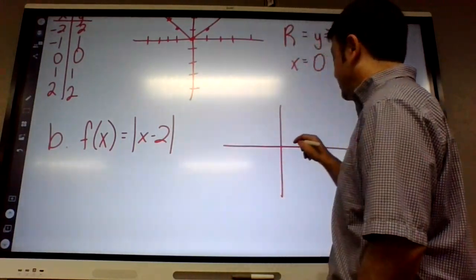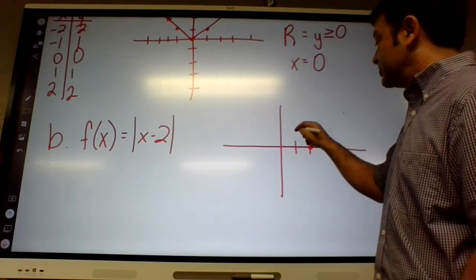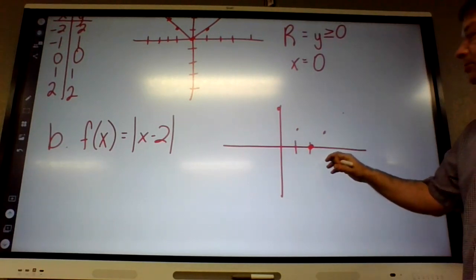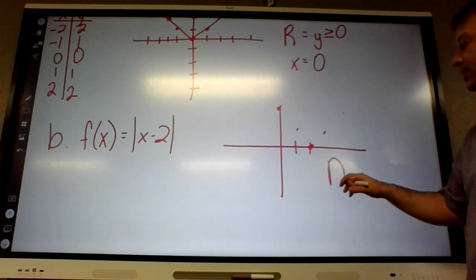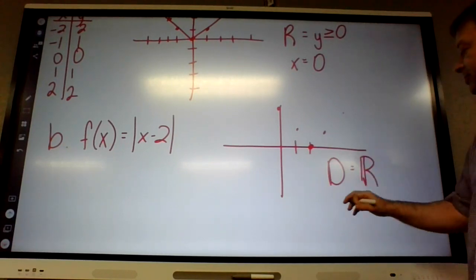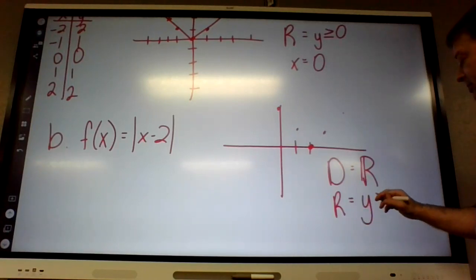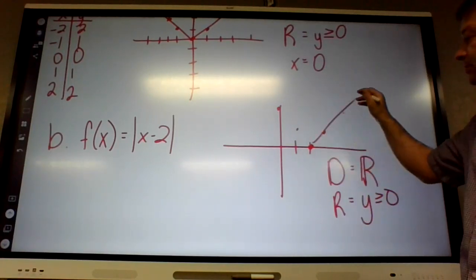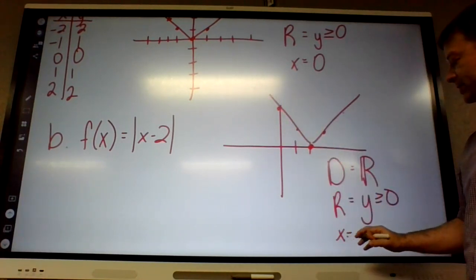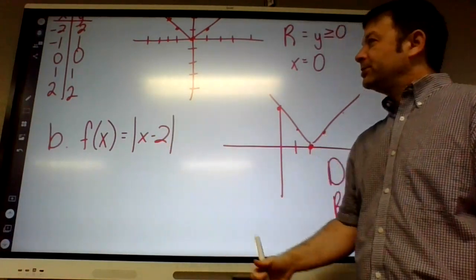So it's pretty much the same graph. The vertex is just at 2, 0, and it goes up like that. So wouldn't it be almost the exact same thing? What's the domain? All real numbers. What's the range? Greater than or equal to 0. And then x equals 2. Yes. The 0 of the function is now 2 because 2 minus 2 is 0.